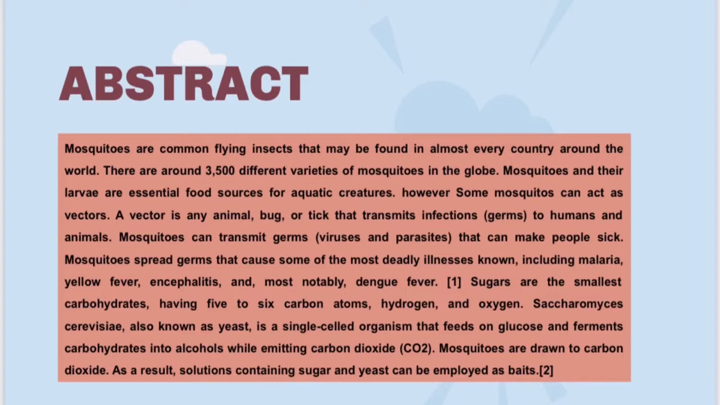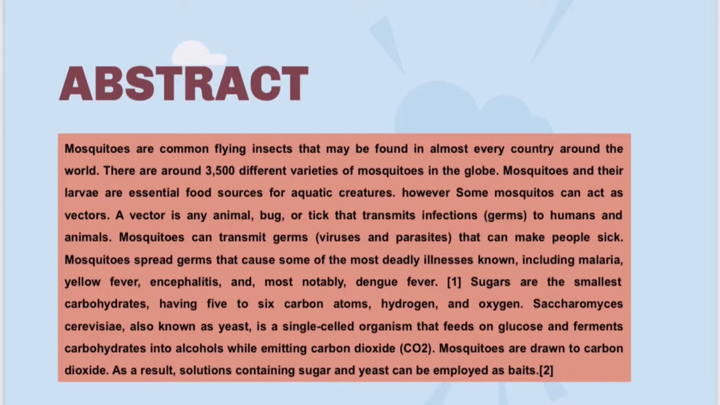Mosquitoes are common flying insects that may be found in almost every country around the world. There are around 3,500 different varieties of mosquitoes in the globe. Mosquitoes and their larvae are essential food sources for aquatic creatures. However, some mosquitoes can act as vectors.